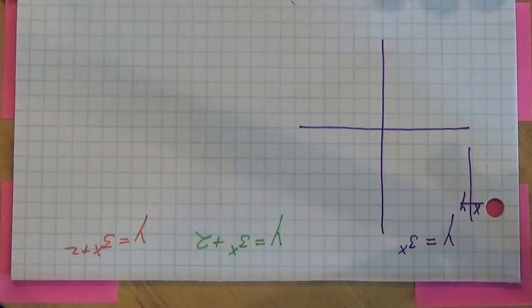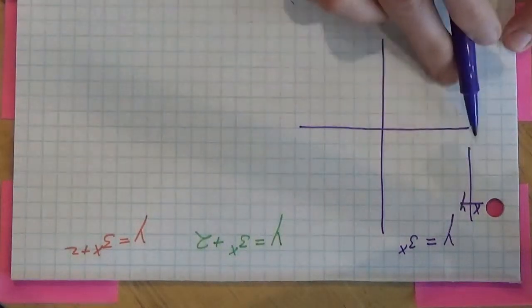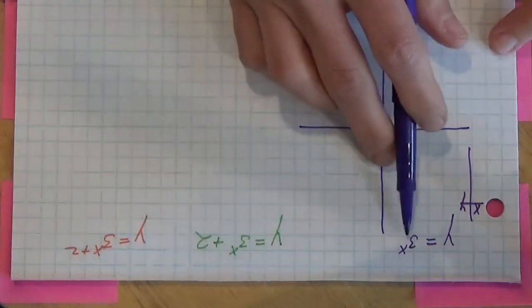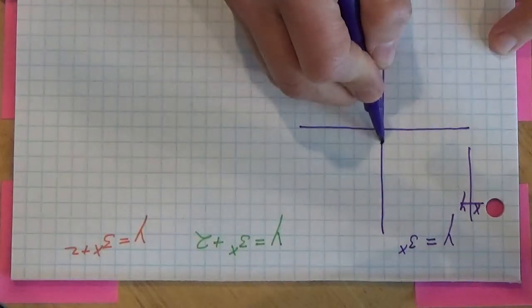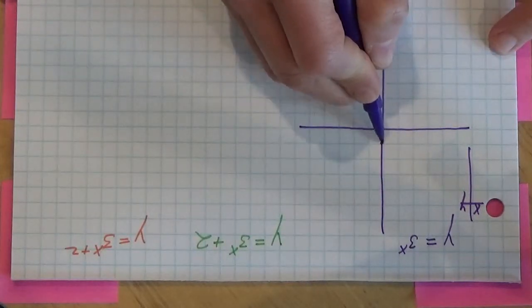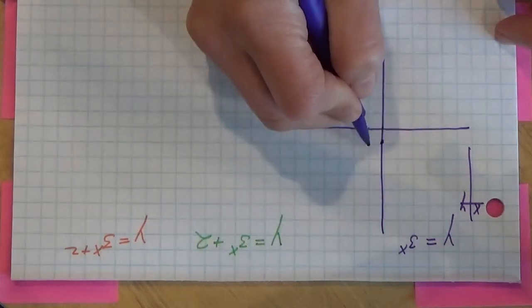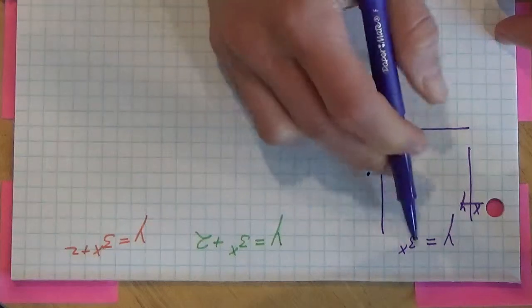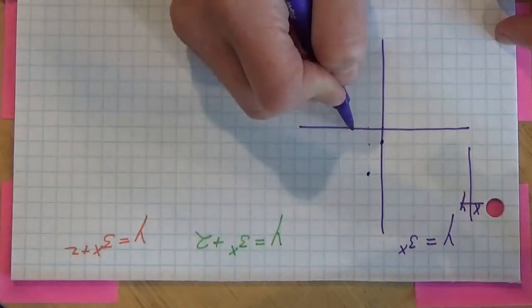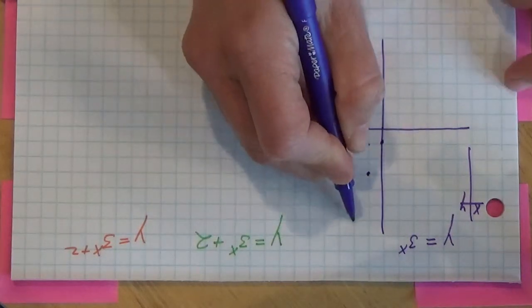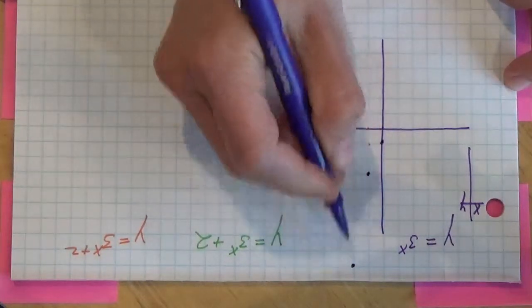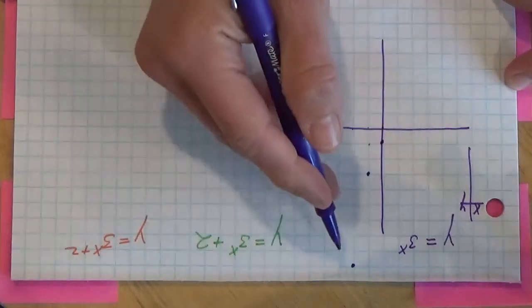So we never have an excuse when we're asked to graph. We can always make a little xy chart. Let's see what's happening here. 3 to the 0 is 1, so when x is 0, y is 1. 3 to the 1 is 3, so when x is 1, y is 3. 3 squared is 9, so when x is 2, y is 9. Wow, it's getting big. It's getting big exponentially.